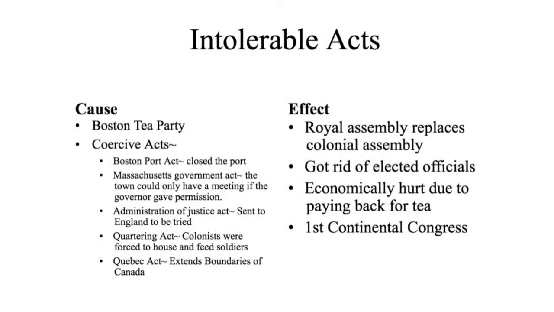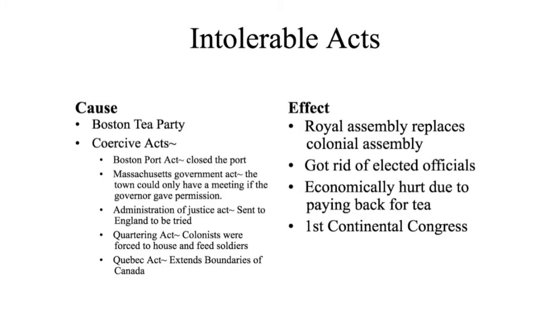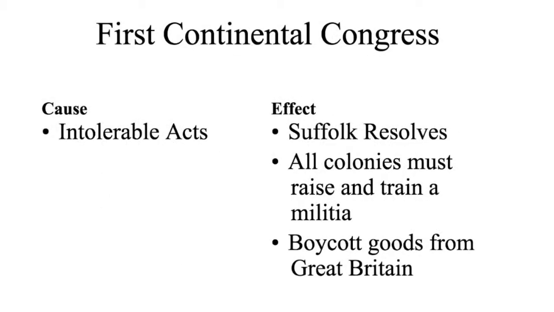What were the causes and effects of the Intolerable Acts? The Intolerable Acts were caused by the Boston Tea Party and the Coercive Acts, which consisted of the Boston Port Act, the Massachusetts Government Act, the Administration of Justice Act, the Quartering Act, and the Quebec Act. The effects were the Royal Assembly replaced the Colonial Assembly, the King got rid of elected officials, we were economically hurt due to paying back for the tea, and the First Continental Congress was formed. The First Continental Congress was caused by the Intolerable Acts, and the effects were the Suffolk Resolves, the colonies must train a militia, and boycott goods from Great Britain.